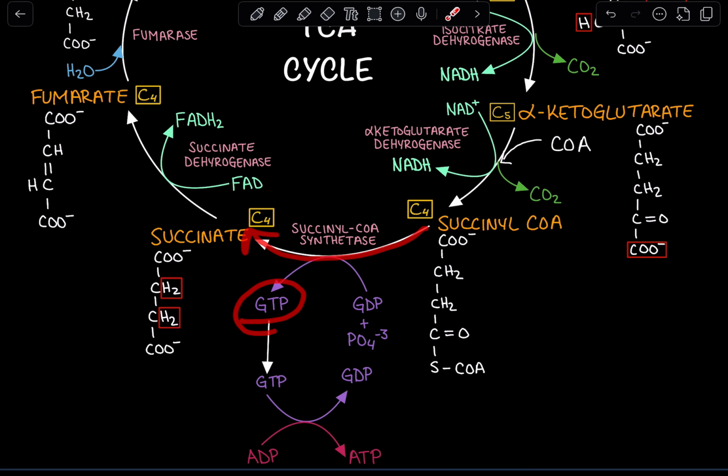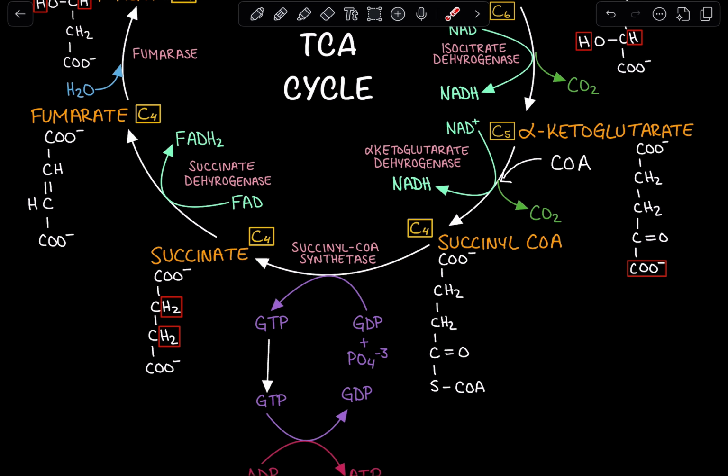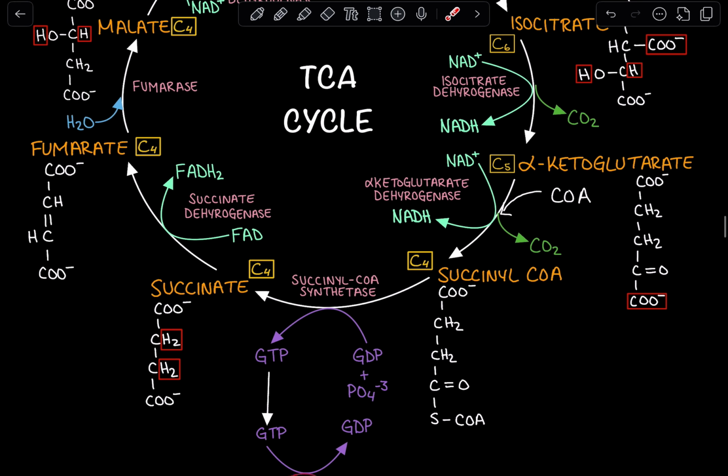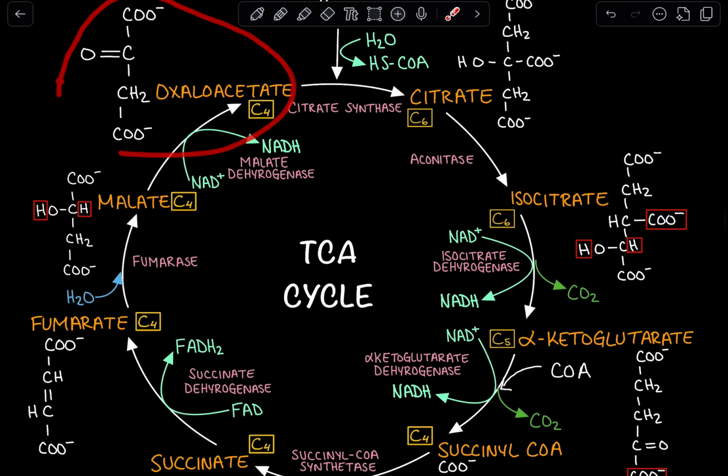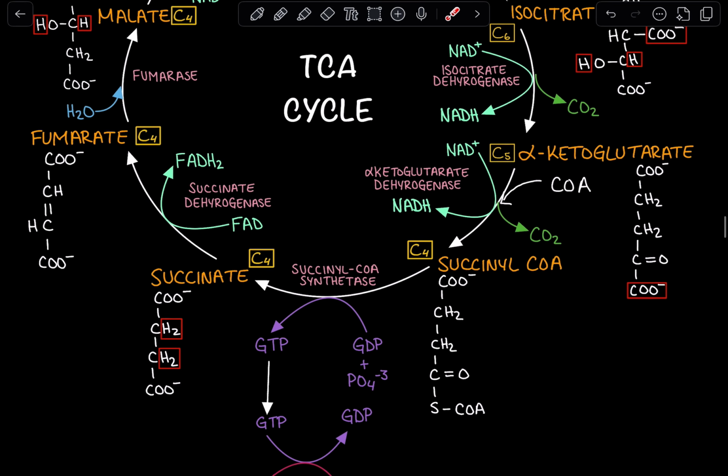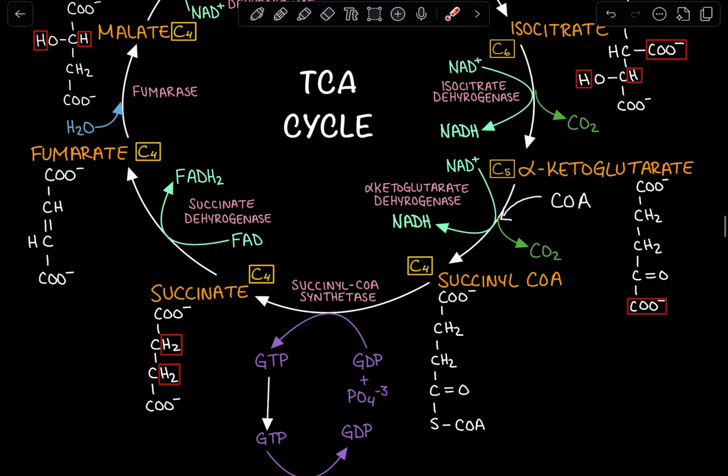produce GTP. Now we have our molecule succinate. We've lost that coenzyme A group. We've lost those carbon groups. We have a C4 molecule. We're almost getting to our oxaloacetate. We've almost regenerated oxaloacetate. Now we're going to undergo another reaction that involves a dehydrogenase.